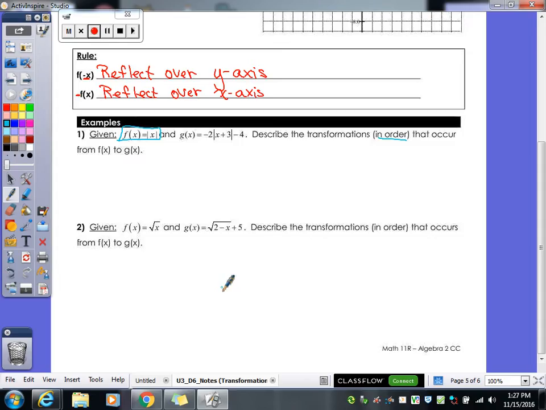So whenever I do this, when you're doing your homework tonight, you want to write yourself a little list. Your horizontal shifts go first. So you always want to look, see if you have a horizontal shift first. Then it's your reflections. Then it's your stretches. Then it's your vertical shifts. That's always our order that we go in.